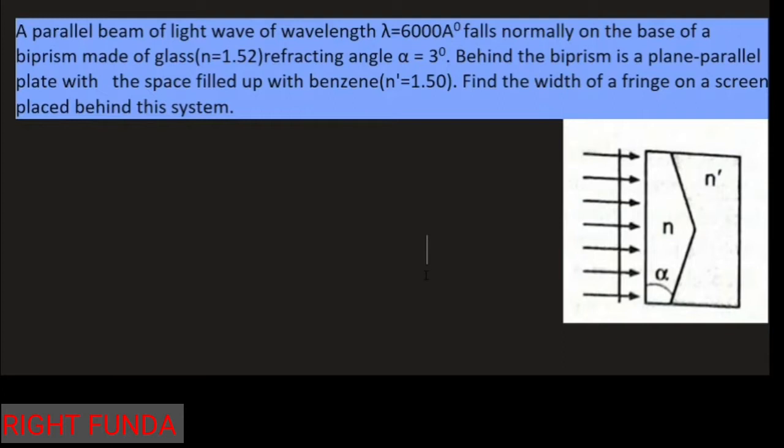So what is happening? A beam of light is falling on a system of biprism. The biprism will be somewhere like this, and this angle is equal to 3 degrees. On this side the biprism is there, and behind it benzene is there. The glass has refractive index n equal to 1.52 and the benzene has n equal to 1.5. Behind the system, some screen is placed. Then what will be the fringe width on the screen?